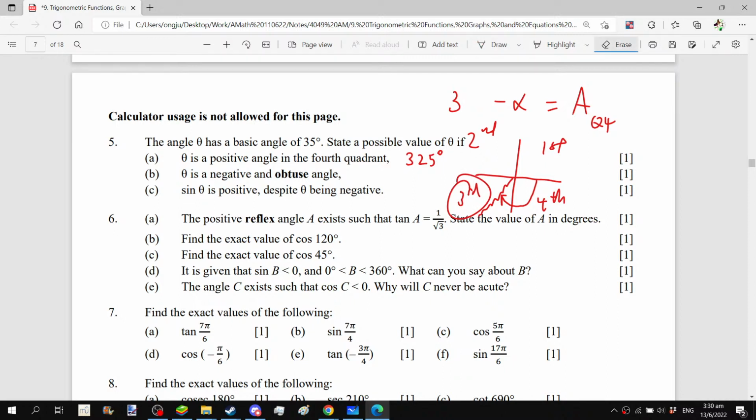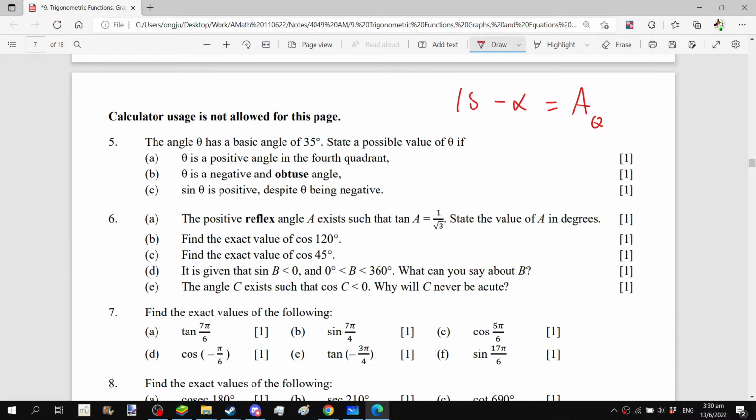Because it's the third quadrant, we will now use a different formula. We'll be using 180 degrees plus alpha. And of course, in this case, alpha is 35. So quite clearly, you can work out 215 degrees. Right? So just a very simple question about conversion.